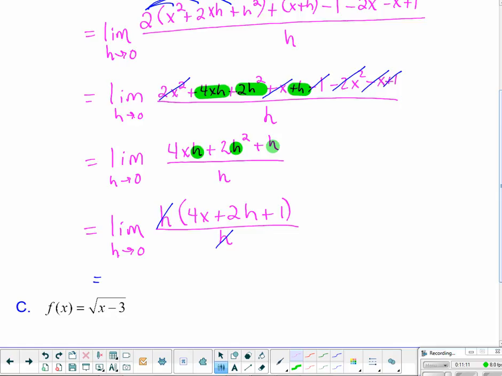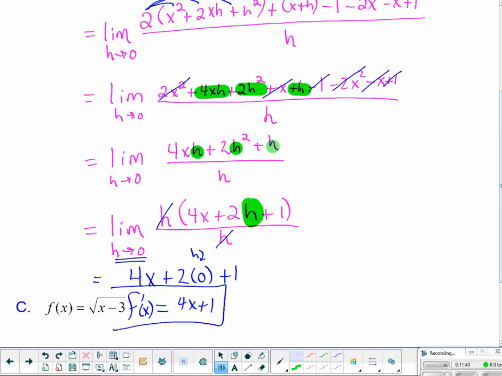Now let's evaluate our limit by substituting 0 in for our h. That can get replaced with 0 because we're taking the limit as h goes to 0. So that leaves me 4x plus 2 times 0 plus 1. Remembering this was our h, right? And final answer is f prime of x is equal to 4x plus 1.